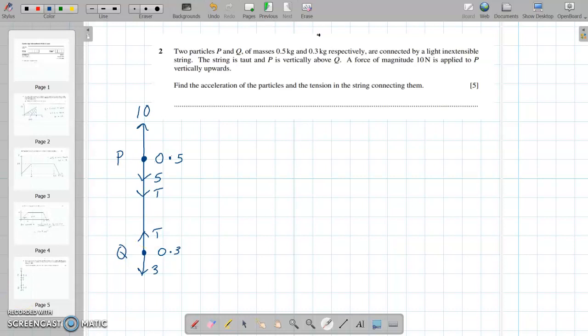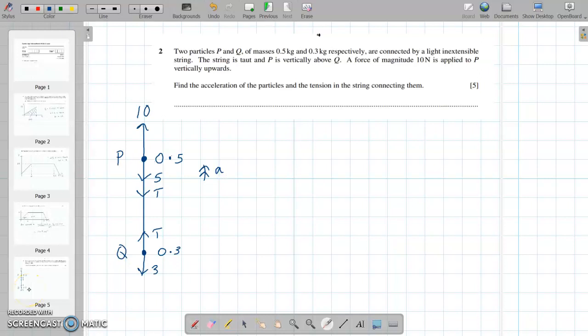Well, let's work out the acceleration first. Now, which way is it moving, up or down? It's not always obvious, but if you forget about the tensions because they cancel out, there's more force going up. We've got 10 going up and we've got 5 plus 3 going down. So let's assume it's going up. If you don't know, it doesn't really matter, because if you get it the wrong way around, it will just be negative. So we're going to consider up as positive. There's our acceleration, up.